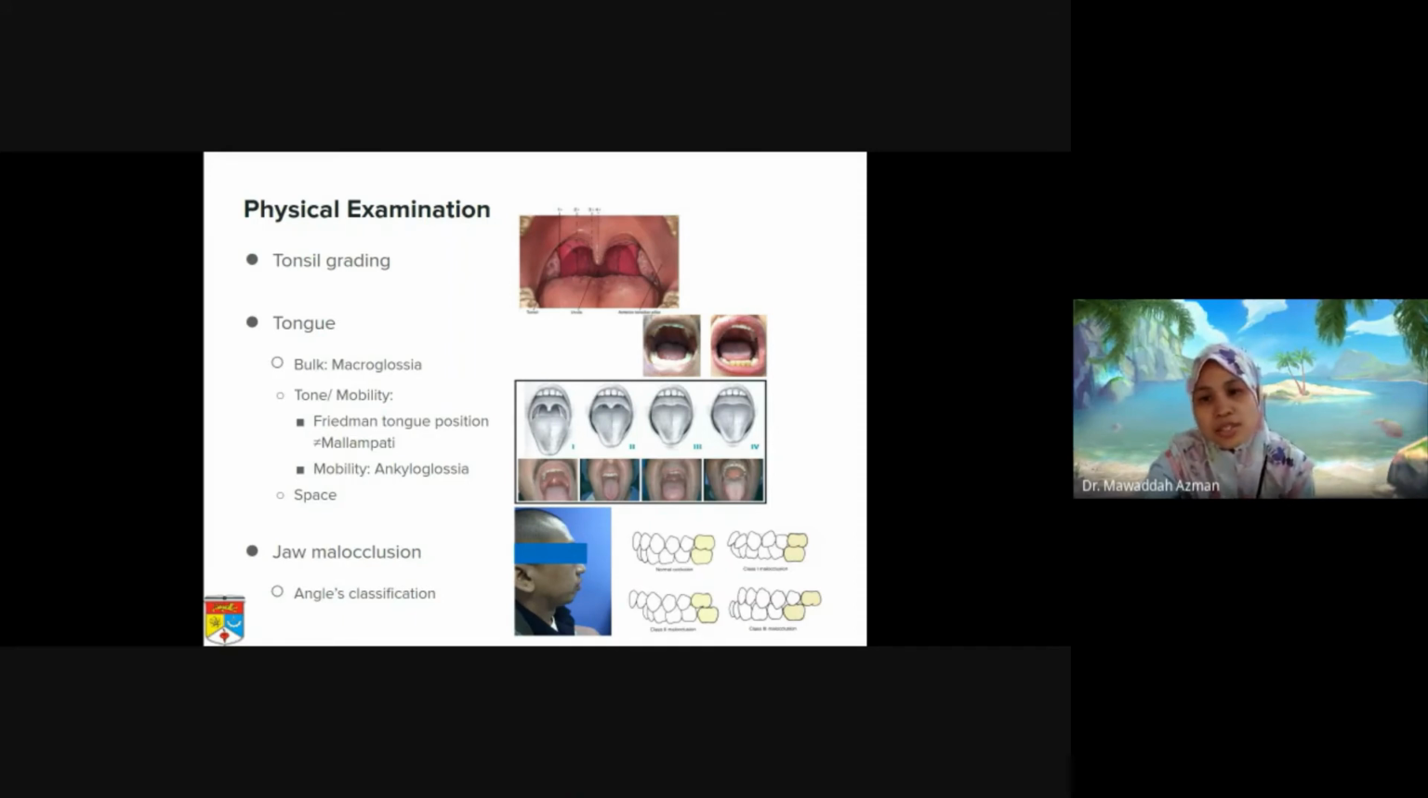We see the tonsils, we grade the tonsils, we look at the tongue. So the tongue is the most important factor in patients with obstructive sleep apnea. The tongue acts as a safety muscle, so it protects you from having obstruction when you are asleep. So we look at the tone of the tongue, we look at the size of the tongue, whether it's bulky or not, whether the patient has macroglossia or not. And we look at the space that the tongue is in.